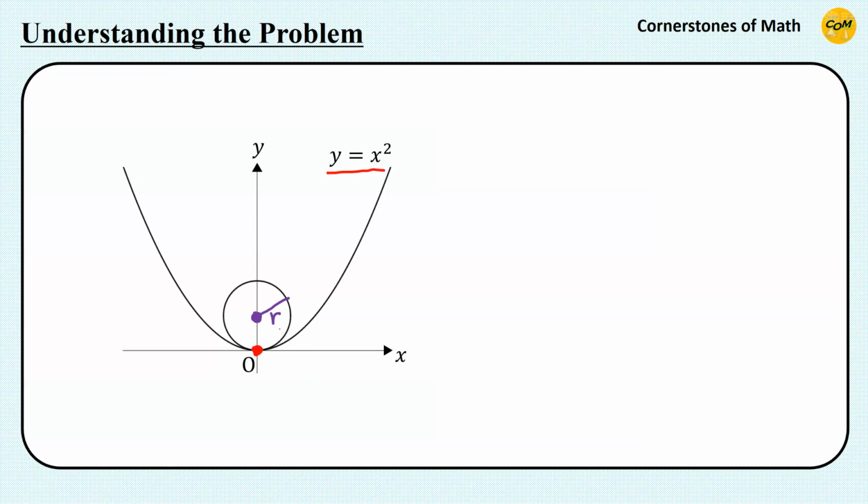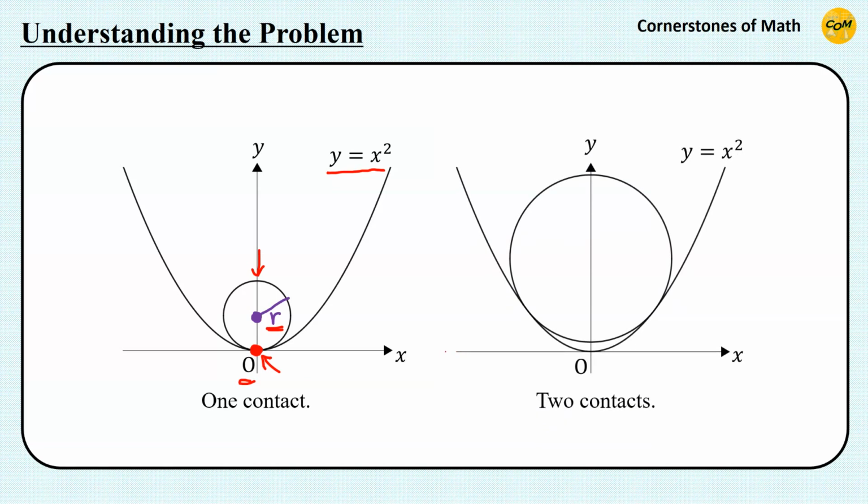From the figure, it seems that if the radius r is small enough, the circle can move down all the way to the origin, thereby having only one contact with the parabola at y equals 0. But when the radius r gets bigger, it seems that the circle cannot move all the way down to the origin and touches the parabola at 2 points. So we have to mathematically verify some speculations here.